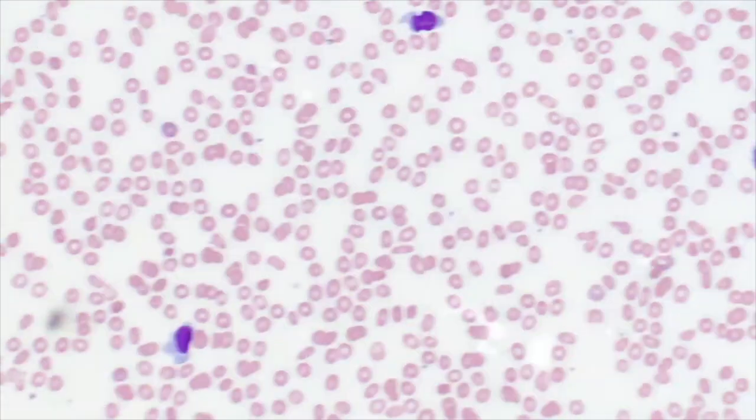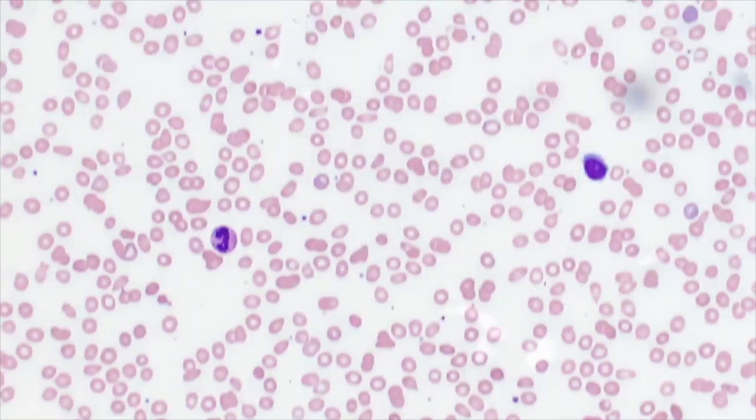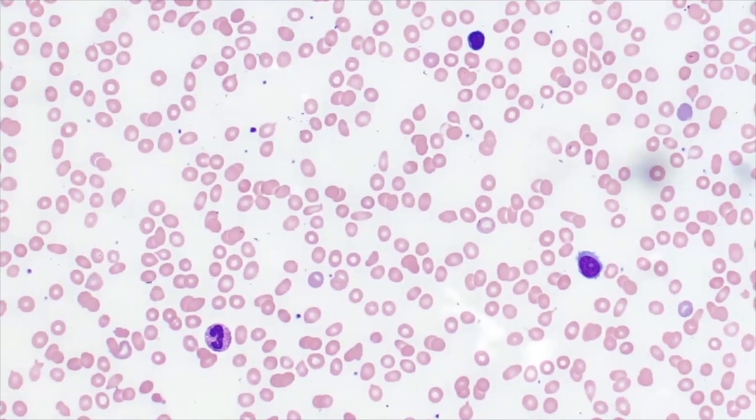Here's another example of a lymphocytic process where the lymphocytes in the peripheral blood appear more similar than they are different. This is an example of a splenic marginal zone lymphoma involving the peripheral blood.